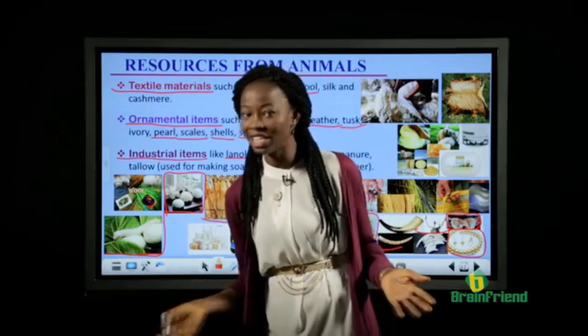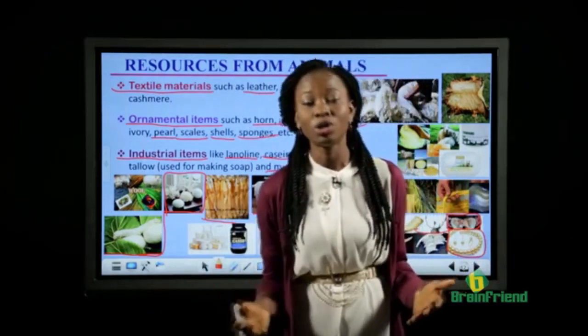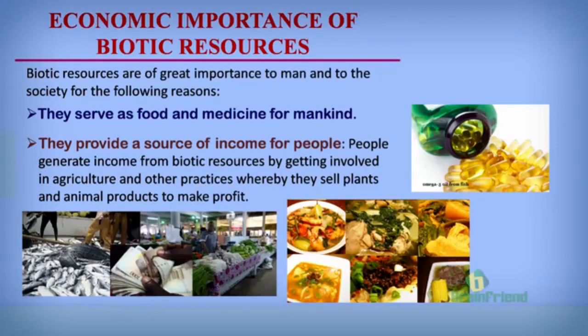So you agree with me that plants and animals provide us with a rich load of natural resources. Do you think these resources are important to you? Are they important to our society? Are they important to man? Do they benefit us? Let's find out or look at some economic importance of these resources to man and his environment. The following are some of the economic importance of biotic resources to man and his environment.